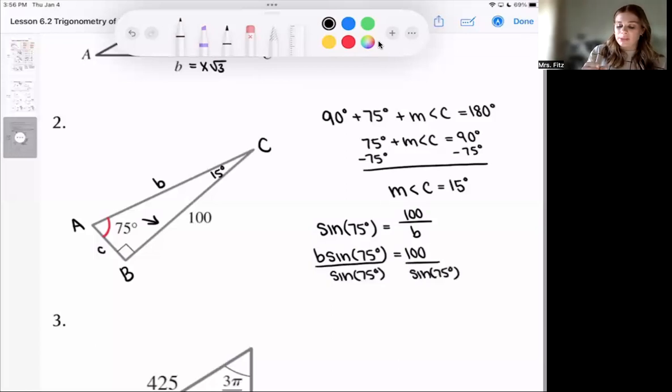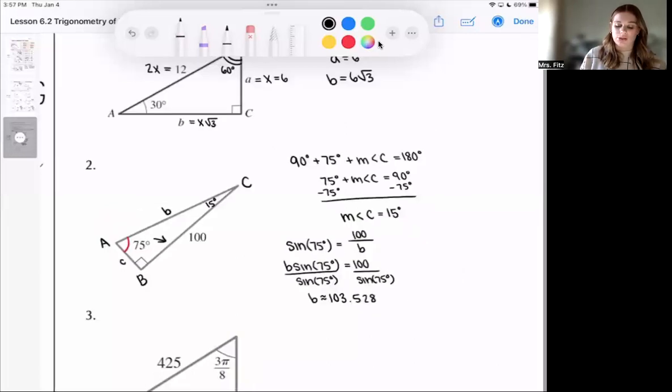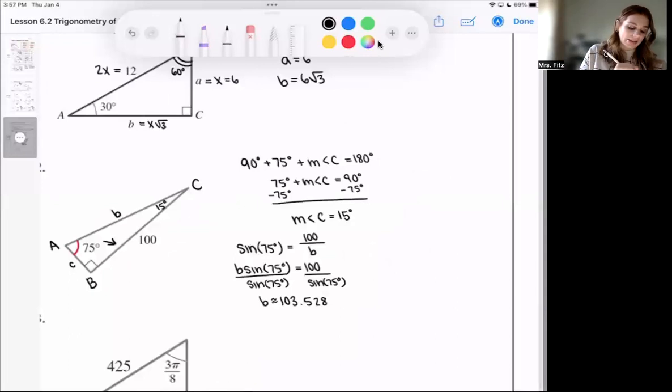And B is approximately, so the exact answer is 100 divided by sine of 75 degrees. We're gonna use a calculator and get a decimal. It looks like you get approximately 103.528. Be careful, make sure your calculator is in degree mode for this because you're using degrees. Okay, to solve for C, that's an adjacent side.